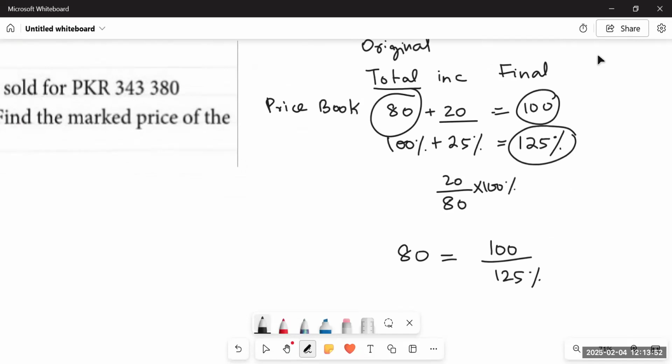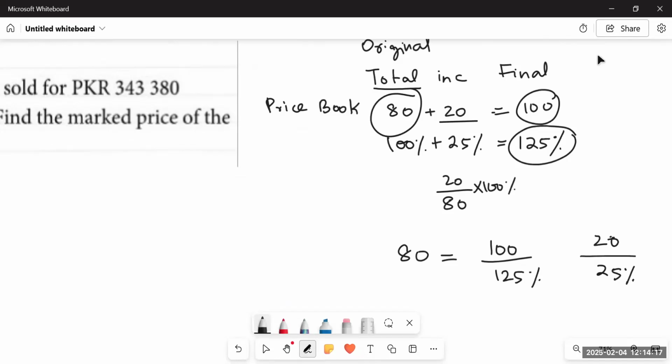What we have to do, we just have to pick out any of the part. We can take increase, right? That is 20, and we can divide 20 by 25%. We will again get the 80 total, right? What it means that whatever part we take along with its percentage and divide it by its percentage, we will get the initial total. This is the formula to find out the initial total.